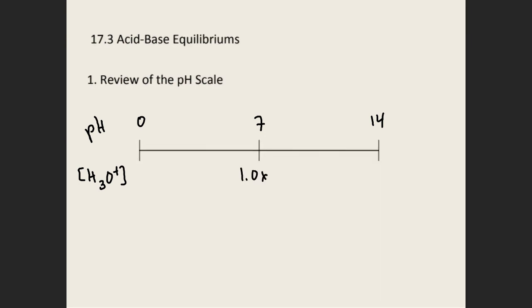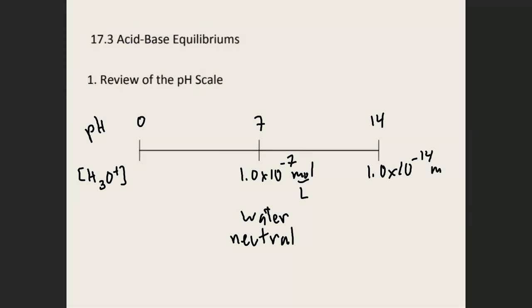This would be 1 times 10 to the negative 7 moles per liter. Now, that is water, pure distilled water. And it's also considered neutral. I'm not sure anyone ever explained to you why it's considered neutral, but it is. And this is 10 to the minus 14, an extremely small number. And that is something that's extremely basic. Bases don't have hydronium ions, but that's all right. This one doesn't have very many. 10 to the minus 14.